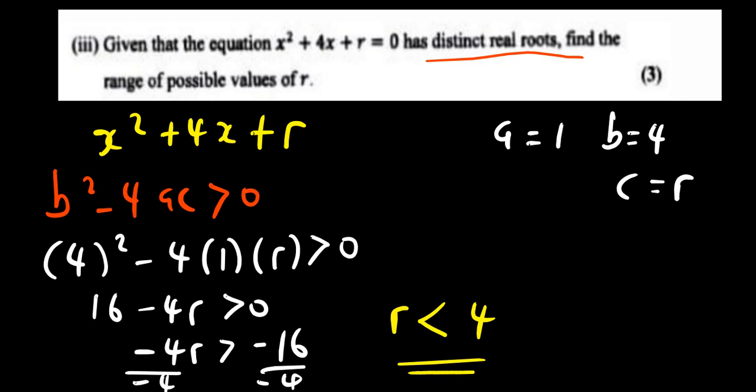In this case this will be the range, because they told us to find the range of possible values of r. r should be less than 4. This will be the range of values for which this equation is going to have distinct real roots. Okay, let's solve another question.